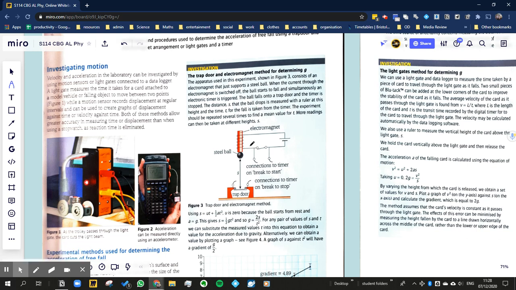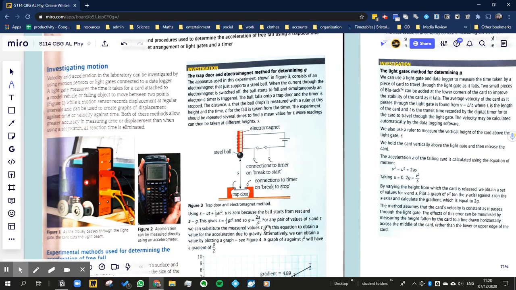So you can see that when the switch is opened, the electromagnet would release the ball, and simultaneously a timer would start. As soon as the steel ball falls through this trapdoor, it will break the circuit and the timer will stop. So the timer starts when you press the switch and stops when it falls through that trapdoor. So now it's going to be a lot more precise. The timer is going to be a lot more precise than the reactions of a human.